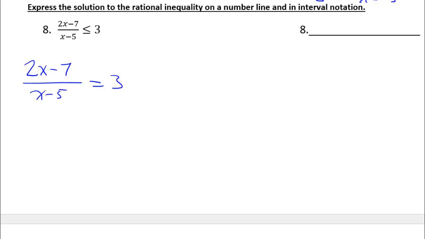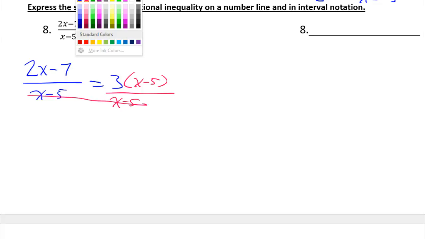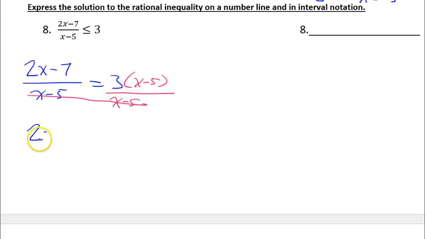So the way I'm going to solve this is I'm going to make the denominators the same. So here's my x minus 5, and I have to put it in the numerator as well. Now that my denominators are the same, I can cancel them out and make a new equation. So this would be 2x minus 7 is equal to 3x minus 15. So I don't see x squared anywhere, so I'm just going to get the x's on one side and the numbers on the other side.